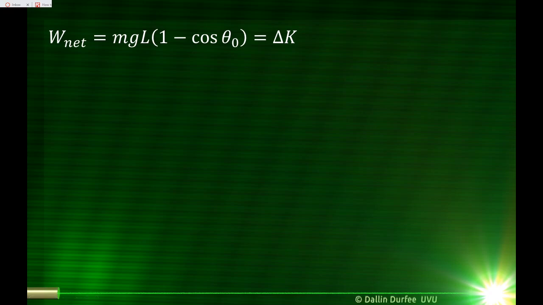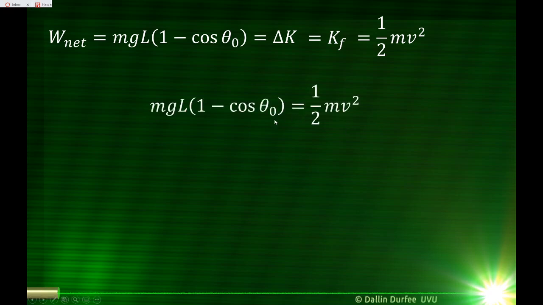Well, the change in kinetic energy is K final minus K initial, right? But K initial is 0, right? When I let go of the swing, there's no velocity, so no kinetic energy. And the final kinetic energy is just 1/2 mv squared, where v is the velocity at the bottom when theta is equal to 0. So great, now I've got an equation I can solve to find the velocity at the bottom. I'll start by canceling out the m's, dividing both sides by m, and then I'll multiply both sides by 2, and I get an equation for v squared.